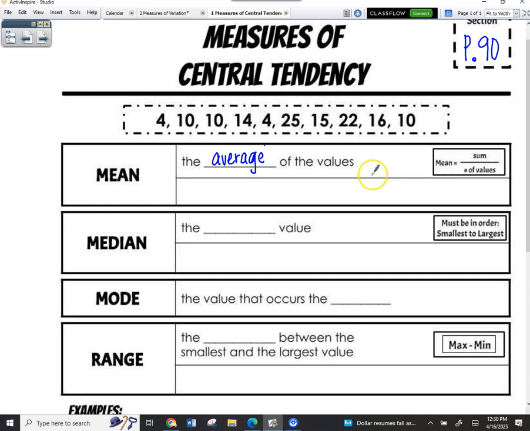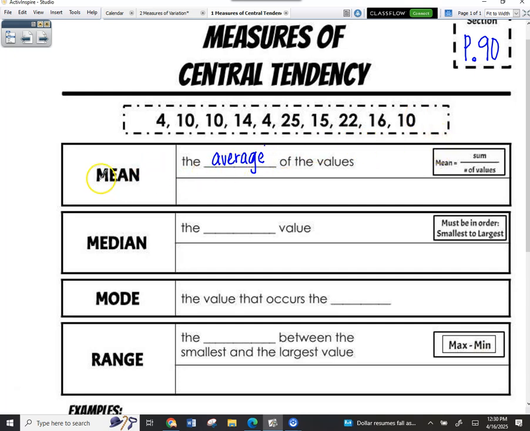Everybody has a working sense of average. You add up all of the numbers and then you divide by how many numbers there are. So like your test average comes from adding up all your tests and dividing by how many tests you took. Okay?